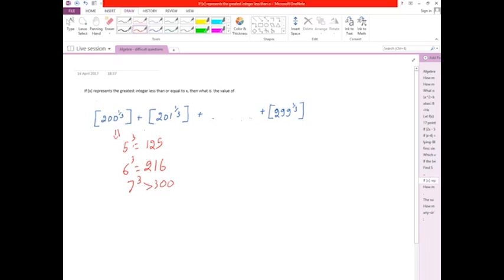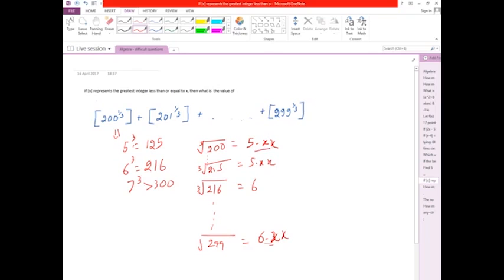So in this value, what will be the cube root of, say, 200? It will be 5 point something, right? And same for all the numbers till 215. It will be 5 point something. And then from 216, it will be 6. And then going forward till 299, it will be 6 point something.